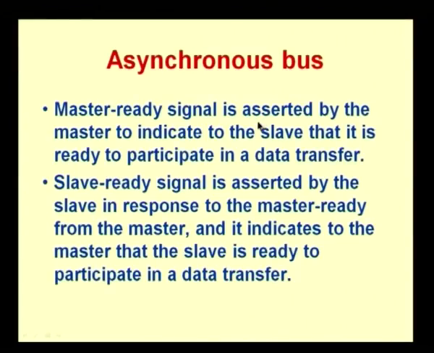So, let us see how using master ready and slave ready the data transfer can take place. When is this master ready signal asserted? What I mean by asserted is that it becomes active. The master ready signal is asserted by the master to indicate to the slave that it is ready to participate in a data transfer. And the slave ready signal similarly is asserted by the slave in response to the master ready, and it indicates to the master that the slave is ready to participate in the data transfer. So, you can see why it is called a handshake. The master ready signal is like the master putting out its hand, and the slave ready signal is like the slave putting out its hand saying that I am also ready. That is the idea.